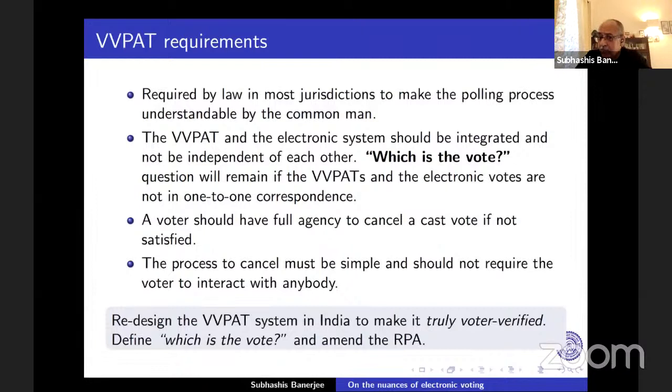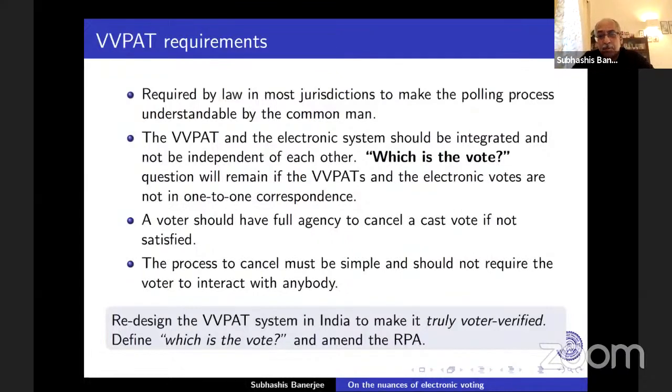And which one should be counted? Which of the two should be counted? In a nutshell, this question came up in the Bihar Assembly elections very strongly. Many of the candidates protested. There were a huge number of complaints to the ECI, also to the Supreme Court. But this has not been satisfactorily resolved. The Representation of the People's Act does not answer the question at all.